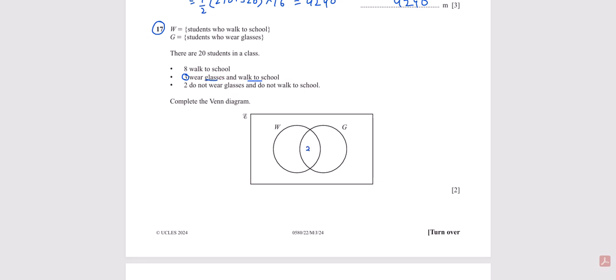So right here 3 is already taken from this number, remaining is 5. So 2 do not wear the glasses and do not walk to the school. So this is this number. So 5 plus 3, 8 plus 2 is 10. The remaining is 10. So 10 wearing the glasses, only glasses, so 10 right here. This is our complete Venn diagram.